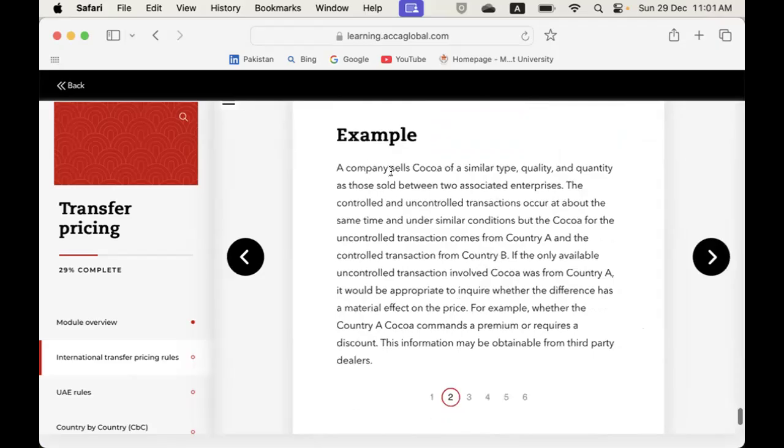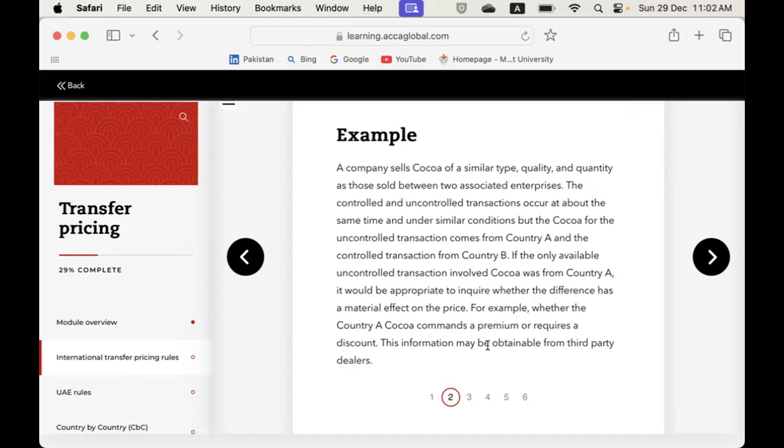So we are getting an example. A company sells cocoa of a similar type, quality and quantity as those sold between two associated enterprises. The controlled and uncontrolled transactions occur at about the same time and under similar conditions, but the cocoa for the uncontrolled transactions comes from country A and the controlled transaction from country B. The source of the cocoa is different. If the only available uncontrolled transaction involved cocoa from country A, it would be appropriate to inquire whether the difference has a material effect on the prices. So we'll have to look at the prices of cocoa in both countries and see whether there's a difference. For example, whether the country A cocoa commands a premium or requires a discount.